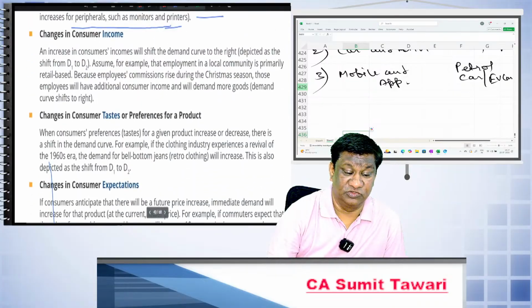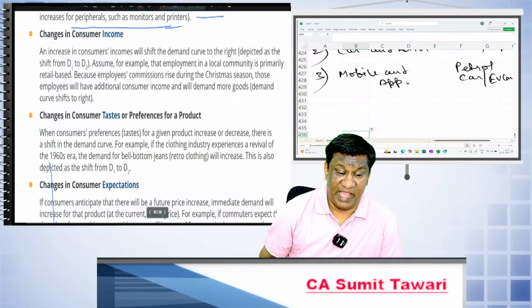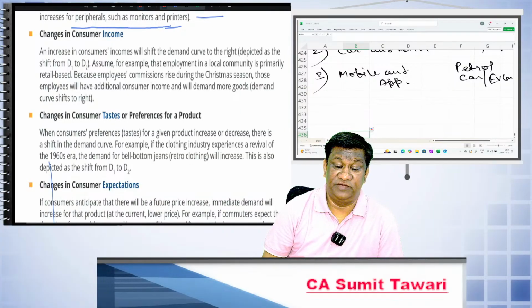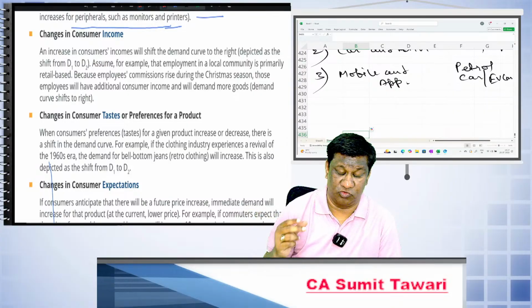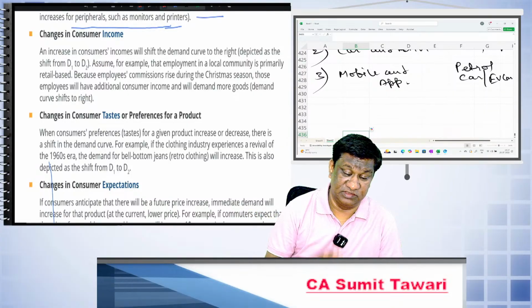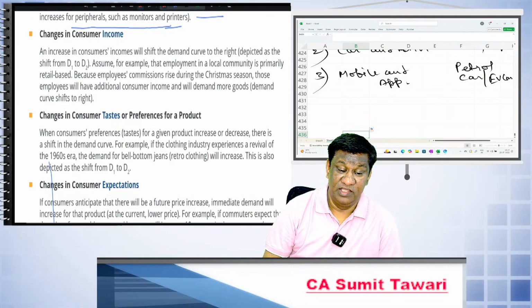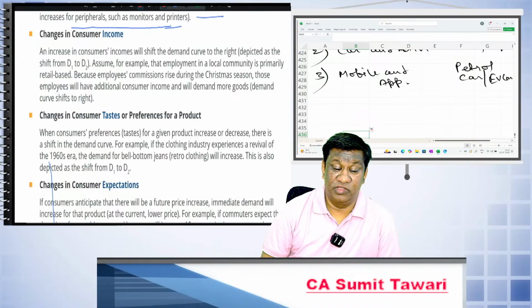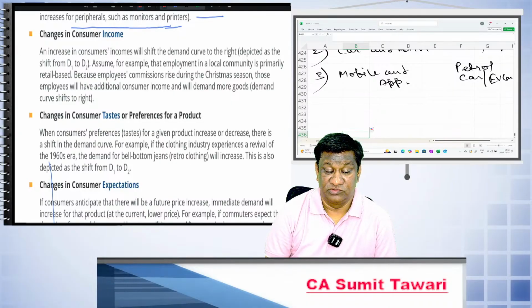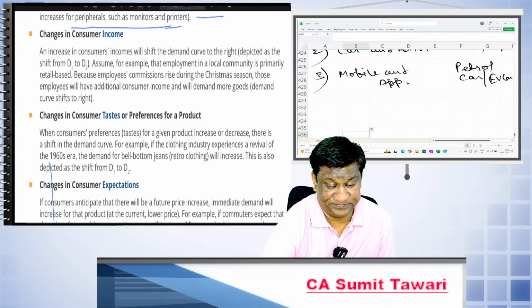Then changes in consumer income, as we already discussed. Any increase in consumer income will shift the demand curve to the right because they can afford a larger quantity of the product at the same prices. For example, if the employment in a local community is primarily retail based, because employee commissions rise during the Christmas season, those employees will have additional consumer income and will demand more goods. So the demand curve shifts to the right.